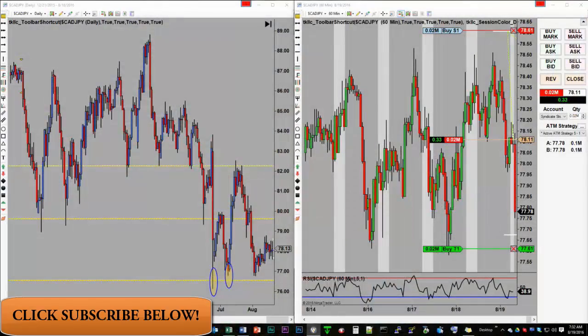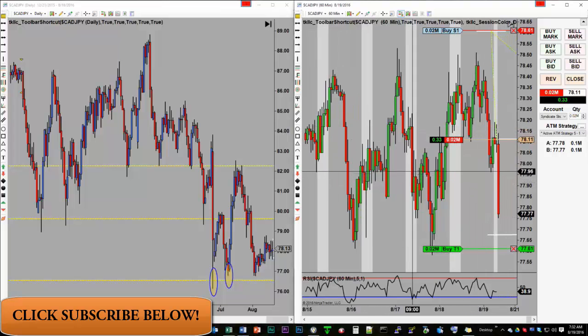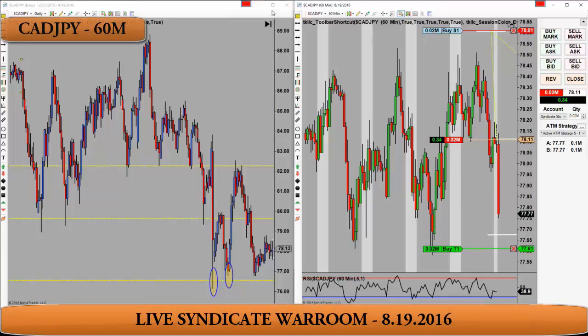Guys, I took a CAD yen trade here, trend continuation. Getting some movement. I don't know if there was news or something, maybe in Canada. I wasn't paying attention on that this Friday, but already in the trade. So here, let's take a look.